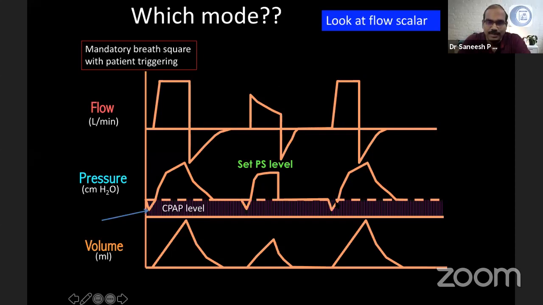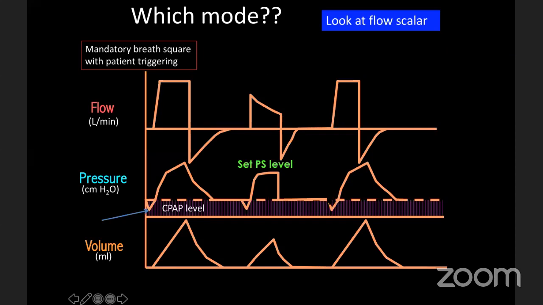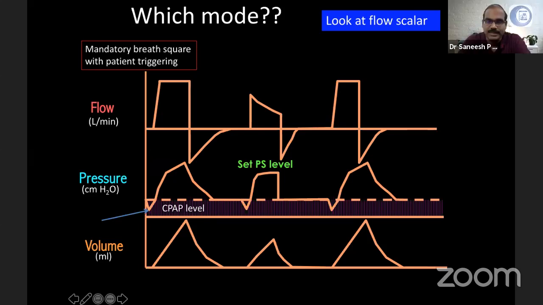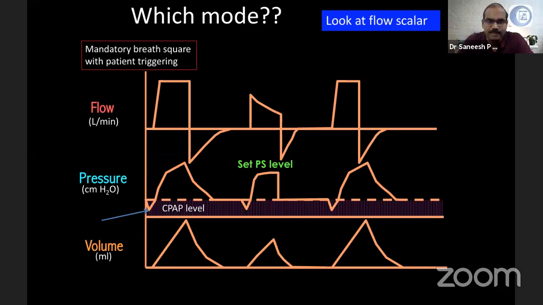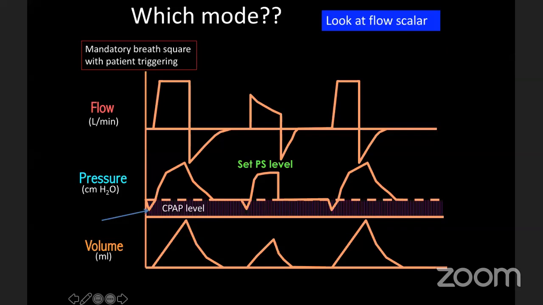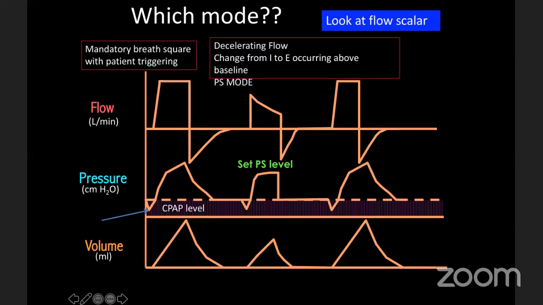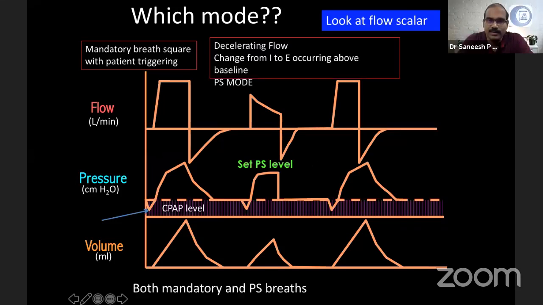Okay. Mandatory breath. What will happen? There is no trigger. Once the set time reaches, the machine will deliver the breaths. Okay, so what mode do you think fits into this graphic? Mostly it is an SIMV mode, sir. SIMV, volume control with, yeah, so we have given some additional pressure support help. So SIMV volume control with pressure support.